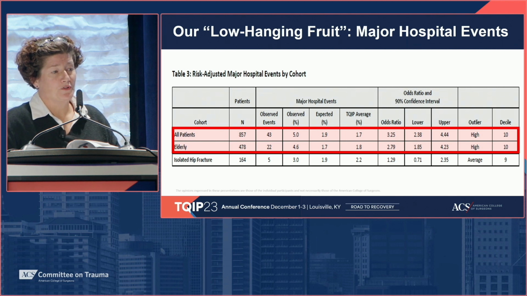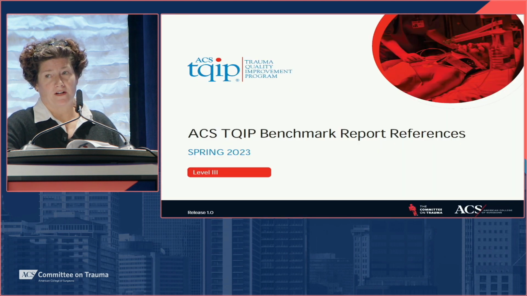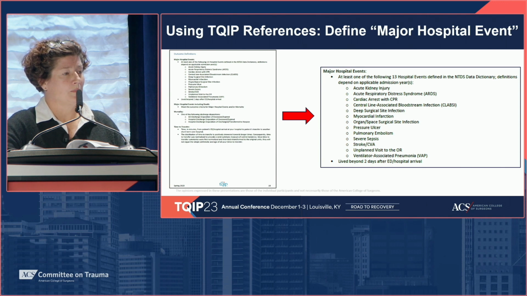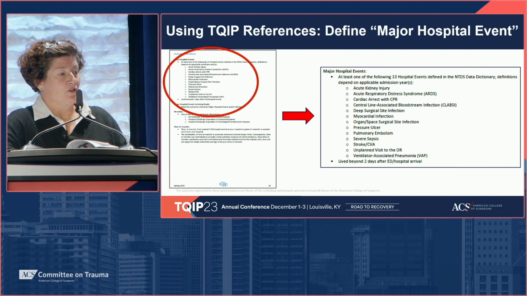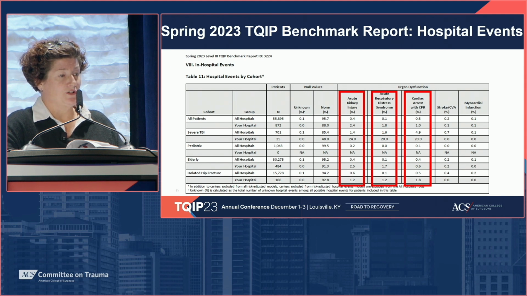Another low-hanging fruit was major hospital events, and geez, what are these? Again, a lot of red. I'm going to refer back to those references again, and these have changed over time as well, that there are 13 major hospital events of the 22 or 23 NTDB hospital events that are considered major. So if I go into my TQIP benchmark report, and I did go into my hospital events, the very first 3 I noticed were pretty high outliers.